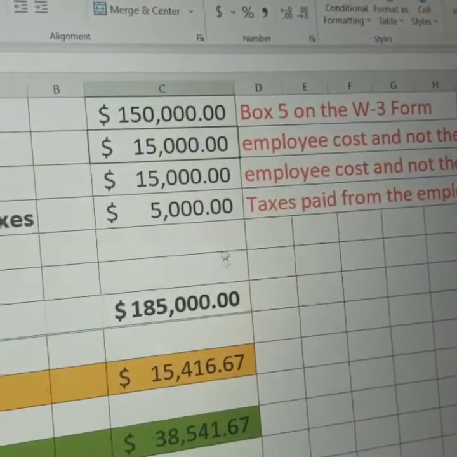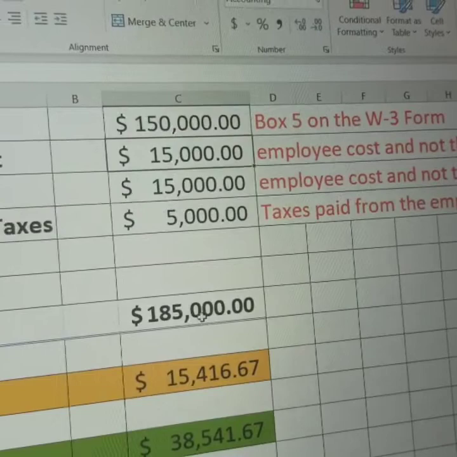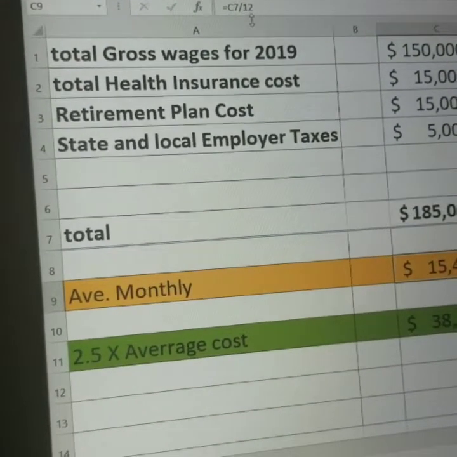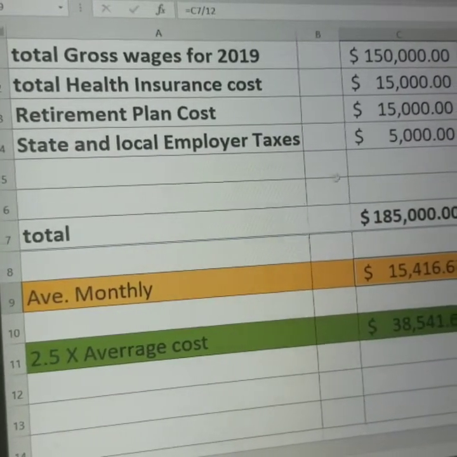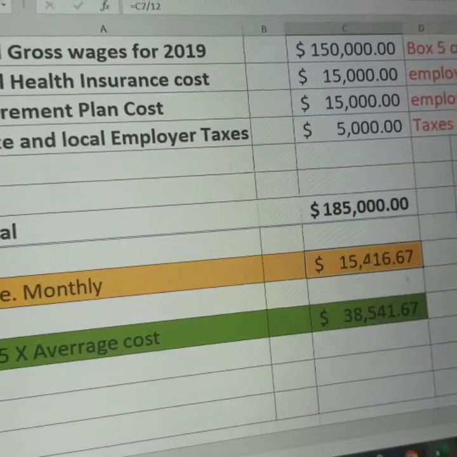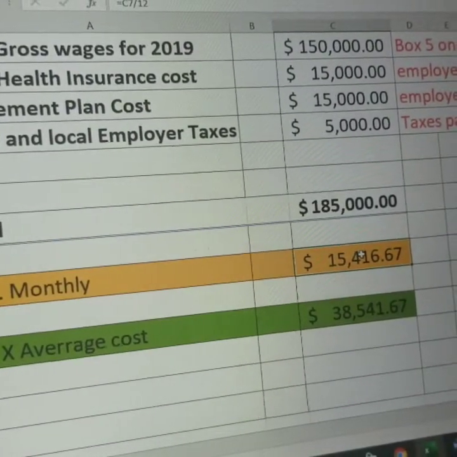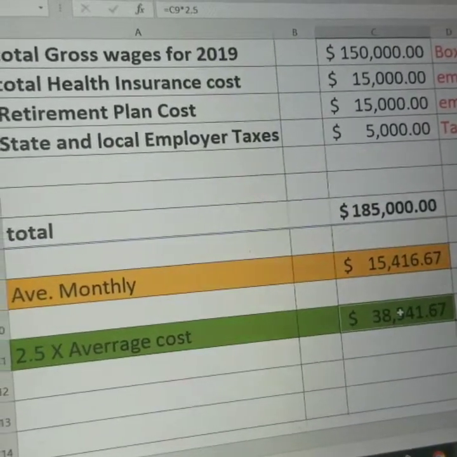That is all what you have for the 12-month period, like we talked about. The average would be this number divided by 12. So this number, C7 divided by 12, would give you this average. You will take that average, which is the monthly average cost, and you multiply it by 2.5.